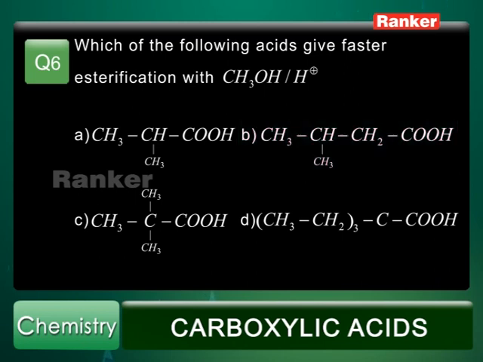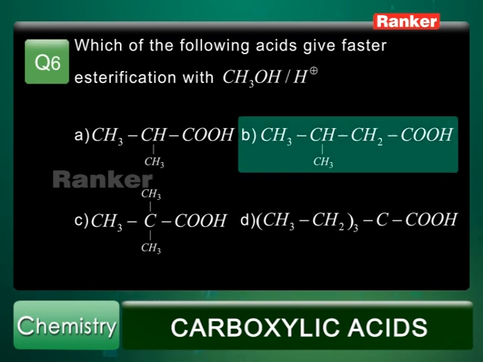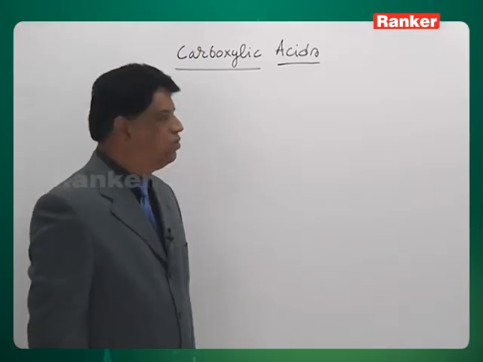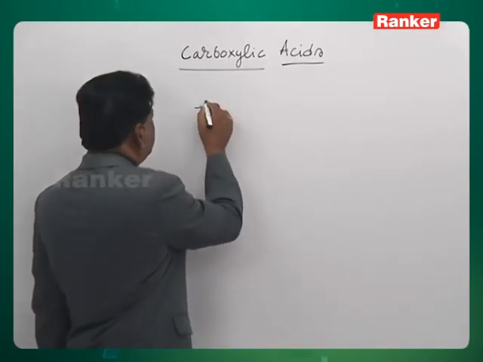Answer B, which is a primary carboxylic acid, undergoes a faster esterification. Now, let us go for question number 7.